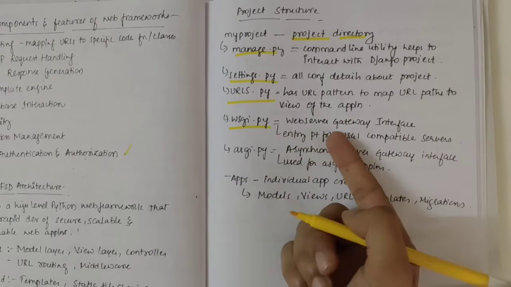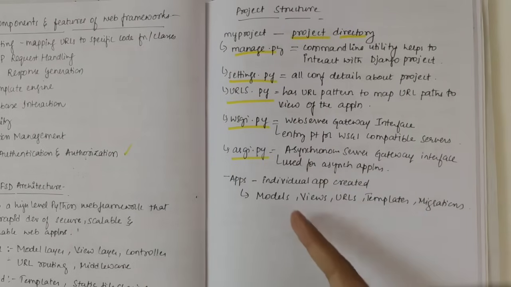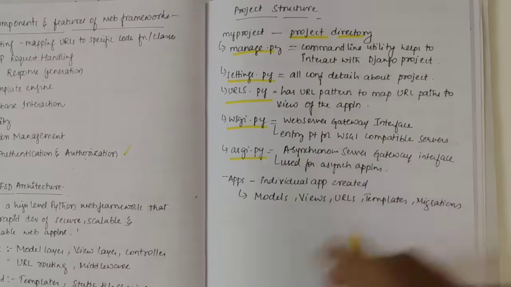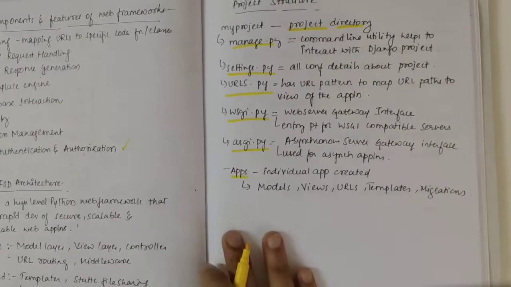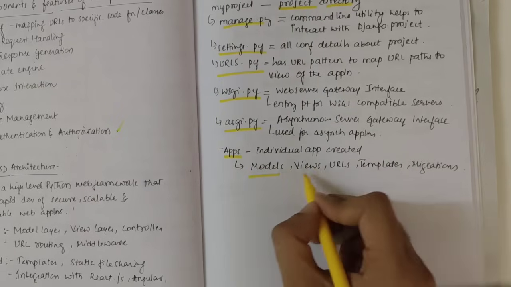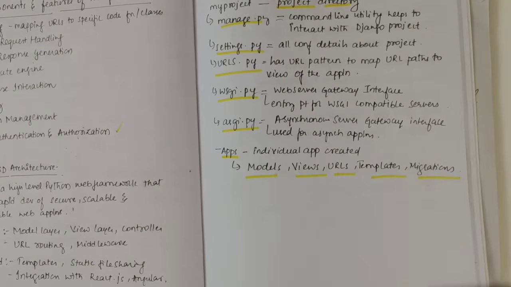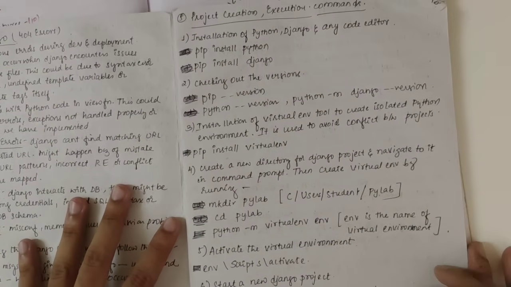It provides an entry point for WSGI compatible servers. Then we have asgi.py, that is asynchronous server gateway interface used for asynchronous applications. Then under this project directory, when we create an application, apps, we'll be looking into models, views, URL, template, and migration. We'll discuss this further. Okay. So now let's look into project creation, execution, and commands.